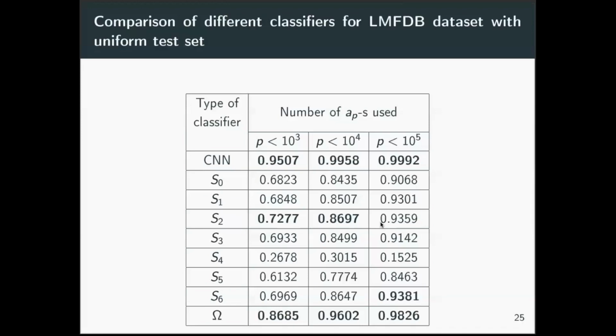Yes. In each of these cases, it's only a Mestre-Nagao sum without any of the a_p coefficients. Each of these networks has as input the conductor and the Mestre-Nagao sum. And CNN means a_p coefficients. Yes, CNN has as input all a_p coefficients less than the bound, together with the conductor.